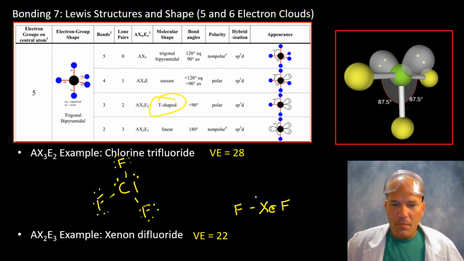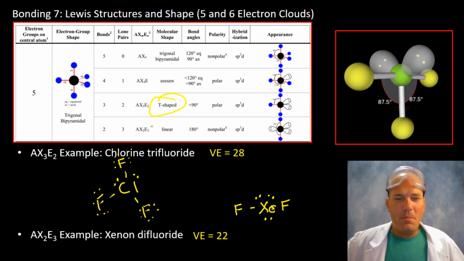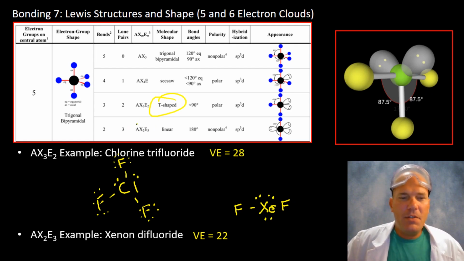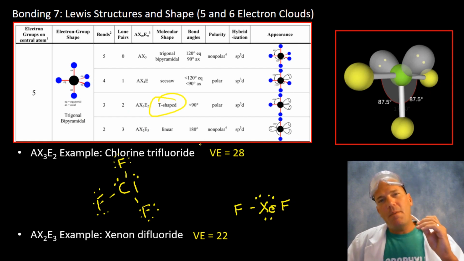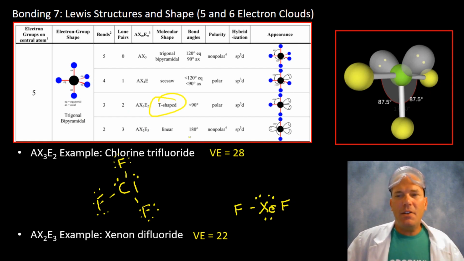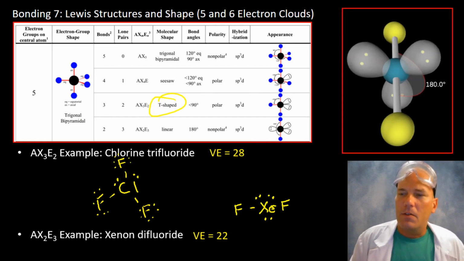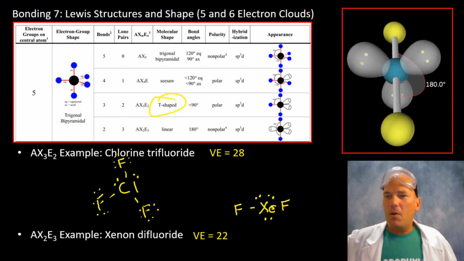difluoride. So you will end up here with a total of 3 lone pairs and 2 bonded pairs, which still gives you 5 electron groups, and it gives you a trigonal bipyramidal electron group shape, but a molecular shape of a linear 180. Check out this molecule here. Okay, so here you can see the 180 all the way across here with its 3 lone pairs.